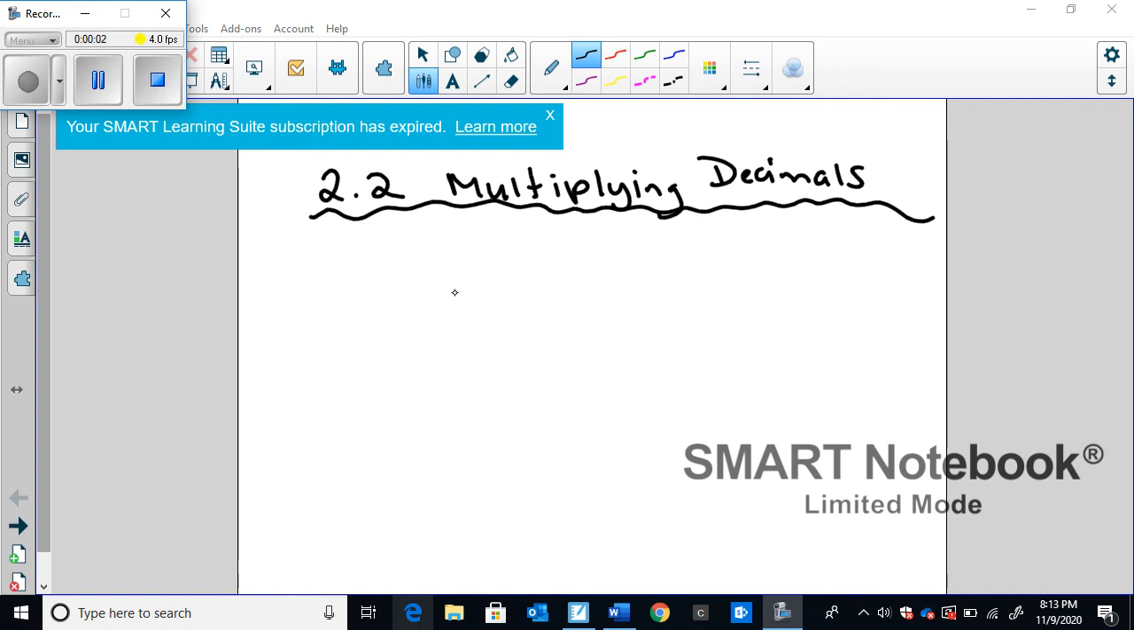All right, so for 2.2, we looked at multiplying decimals. And we looked at it without a calculator, so doing some mental math. And we said, well, what happens when I have, let's say, 325.3 times 1.4?